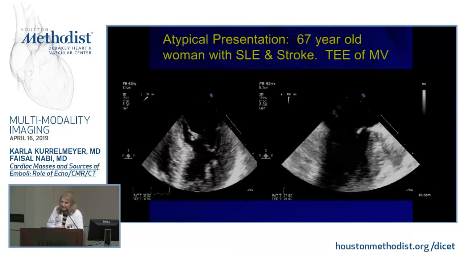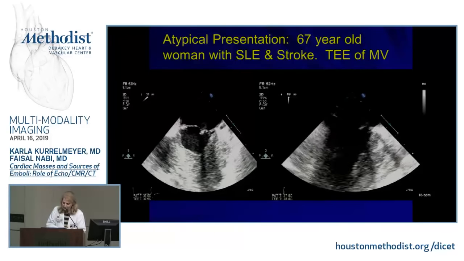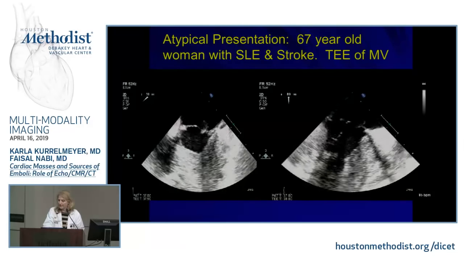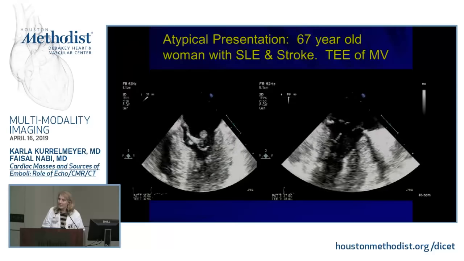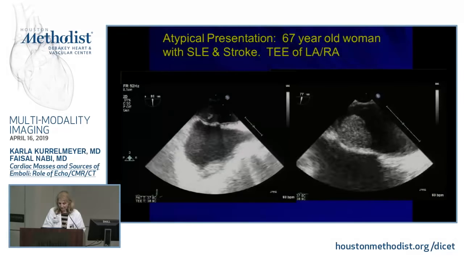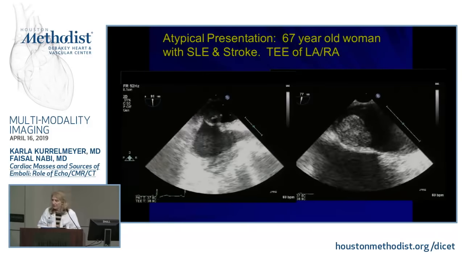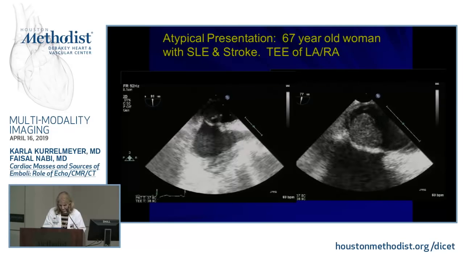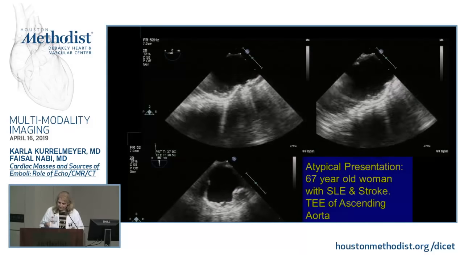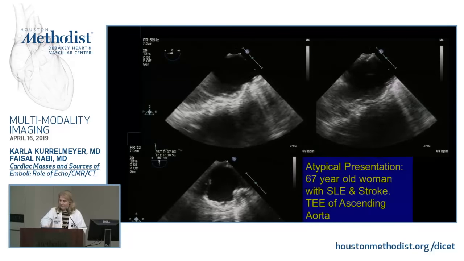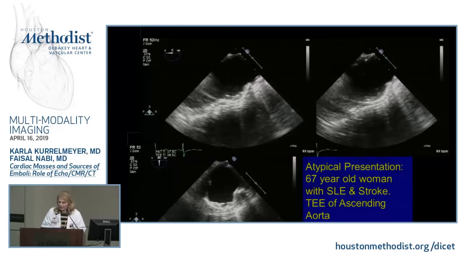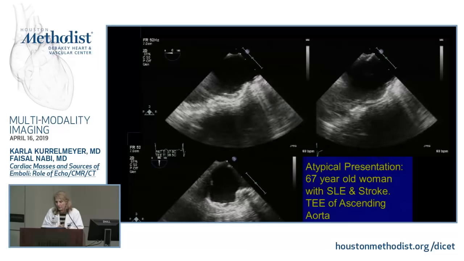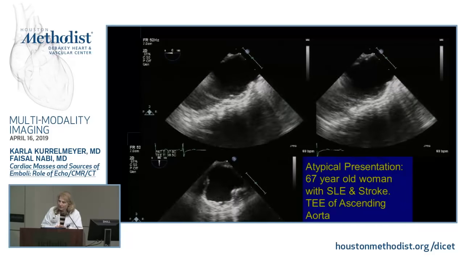This is a case of a 67-year-old woman with lupus and a stroke, and you can see this is a TEE. On her mitral valve, she has a very pedunculated, homogeneous mass on the low flow side. On her interatrial septum, she has a larger homogeneous pedunculated mass attached in the left atrium. And on her ascending aorta, there's a lot of mobile plaque or atheroemboli. So she had multiple reasons for her stroke.